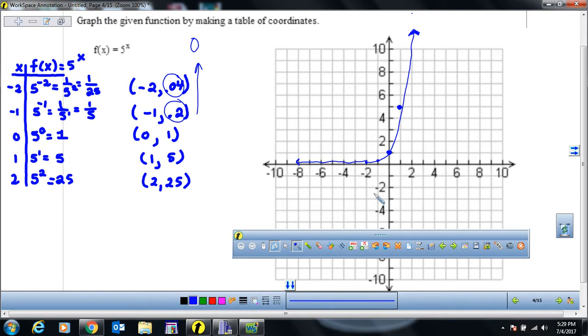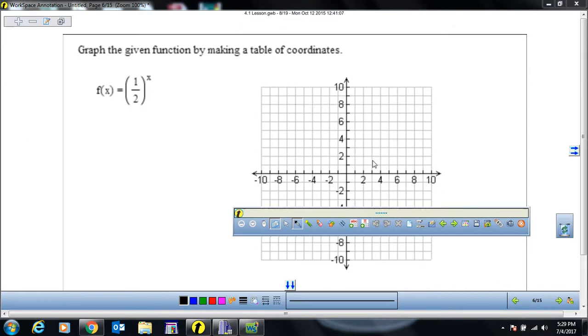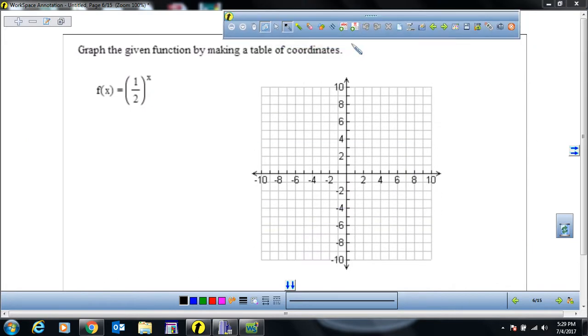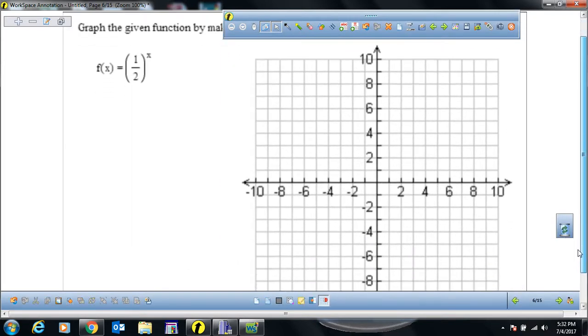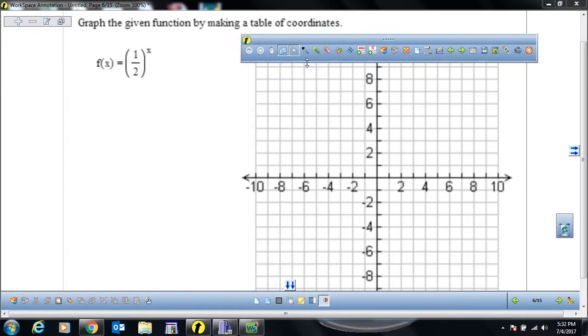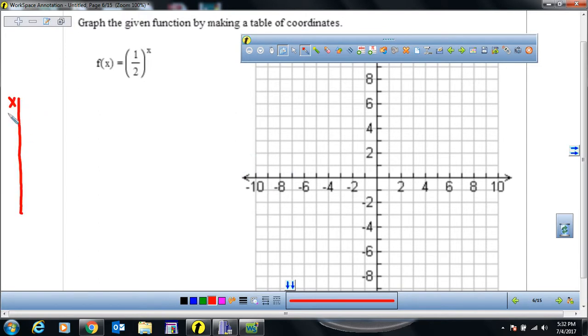Okay? Now, let's work on another graph right here. So we're going to continue with this function, f of x equals 1/2 raised to the power of x. We're going to do the exact same thing. We're going to create a table of coordinates for this function, and f of x is going to be 1/2 raised to the power of x.